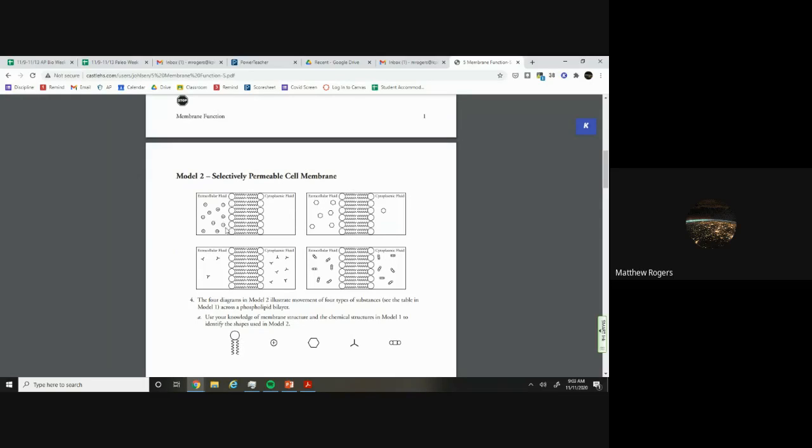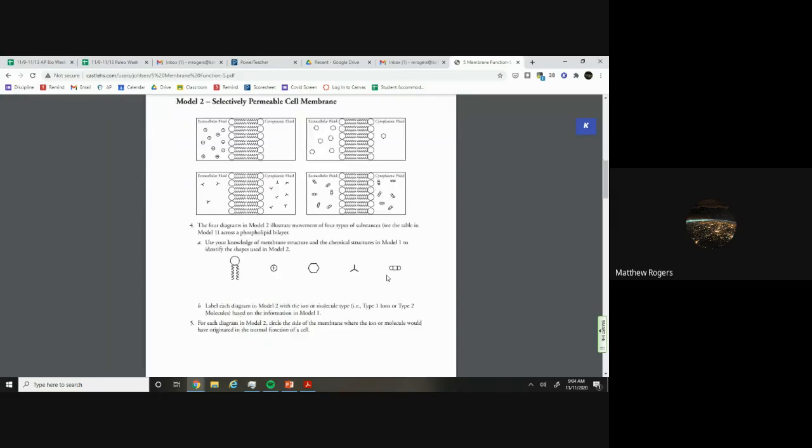So it's kind of like a scale. Charge, can't get through no matter what. Big polar ones, by chance, they can get through. Small polar, the membrane really resists them, but there's a little bit of a flow. And then the CO2 and the non-polar small ones can get through no problem.